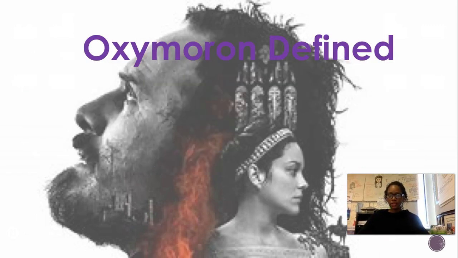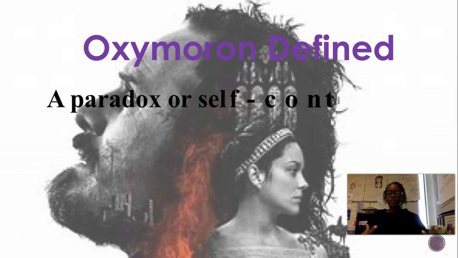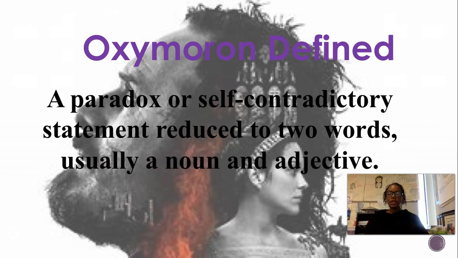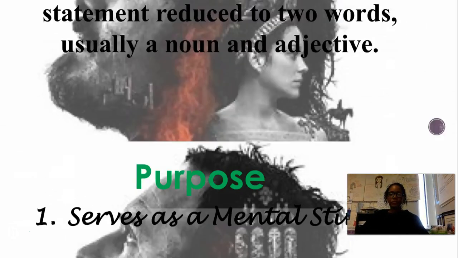So let's take a look at what an oxymoron is. And we all know when we hear something that doesn't go together. Specifically, an oxymoron is defined as a paradox or a self-contradictory statement reduced to two words. In some cases, two words, usually a noun and an adjective. Not always the case, as you'll see in our examples today. But the ones that are easier to detect certainly would possess both a noun and an adjective.